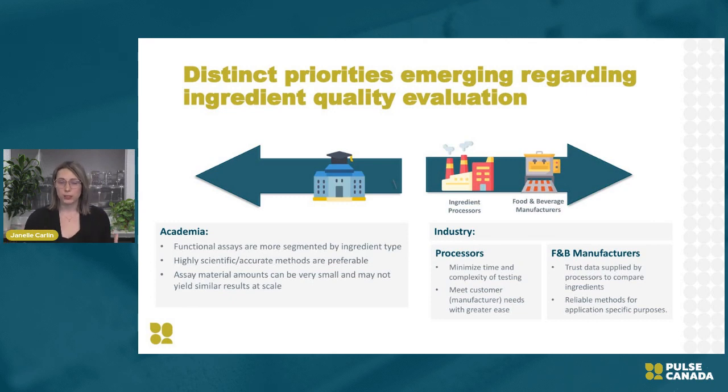We also see differences on the industry side between the ingredient manufacturers themselves and the food and beverage manufacturers, in terms of why they're looking to evaluate pulse ingredient quality. On the processor side, it might be more about meeting customer needs and being able to understand applications for their ingredient, and on the food and beverage side, it's being able to screen and identify that optimal ingredient for their particular food application.